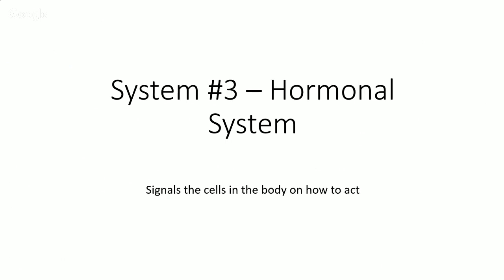So system number 3 is the hormonal system. Hormones, again, very simplified look at what they do, but they basically are the signal callers. They signal the cells in the body on how to act. Without spoiling it too much, ultimately this is how your brain controls a lot of what goes on in your body. It tells different glands to release these hormones, and these hormones then signal specific cells in the body on what to do.